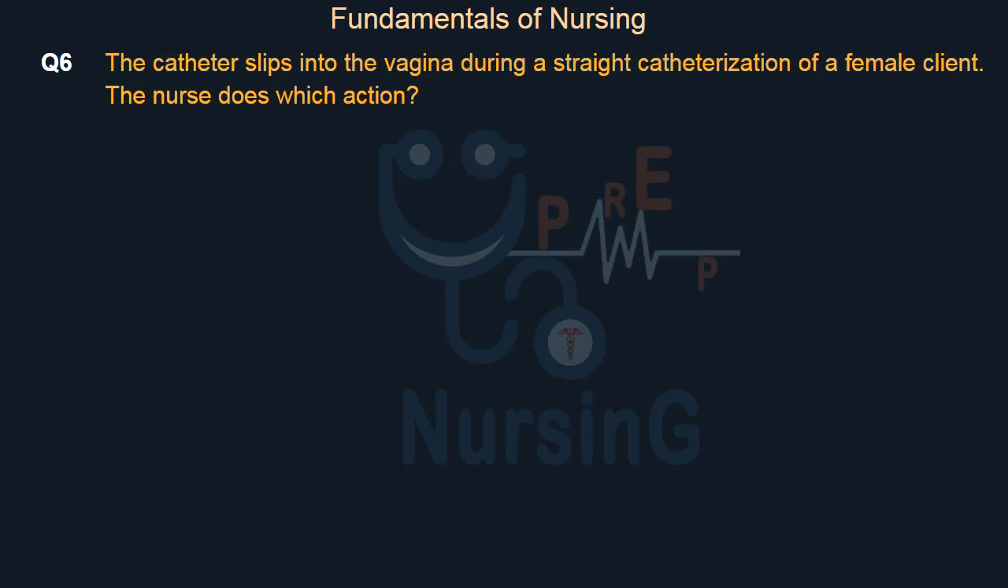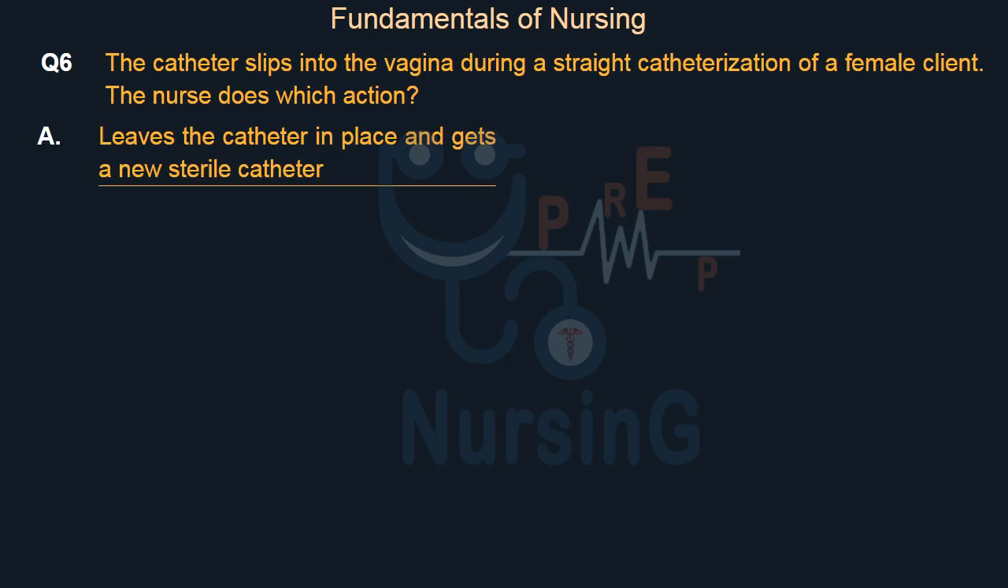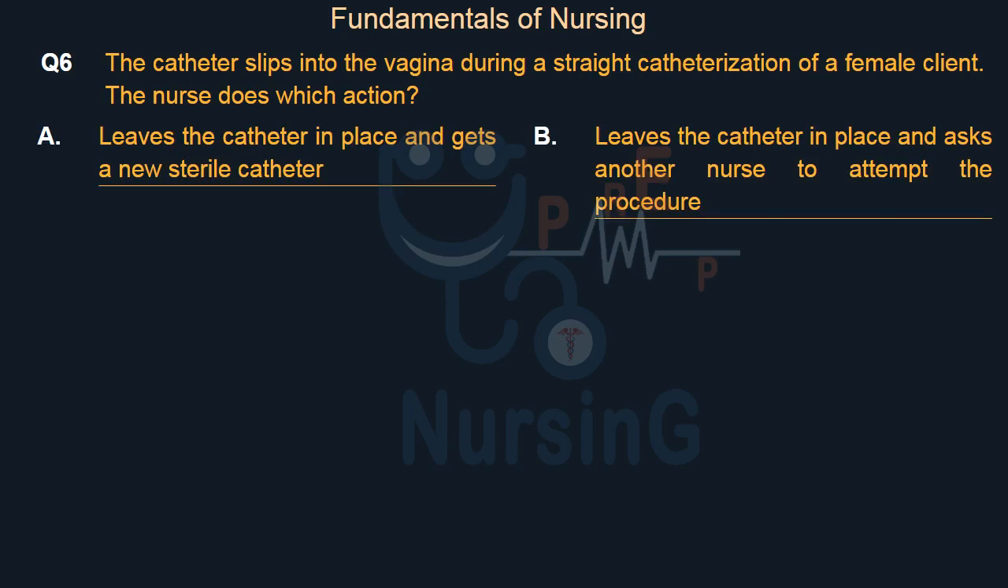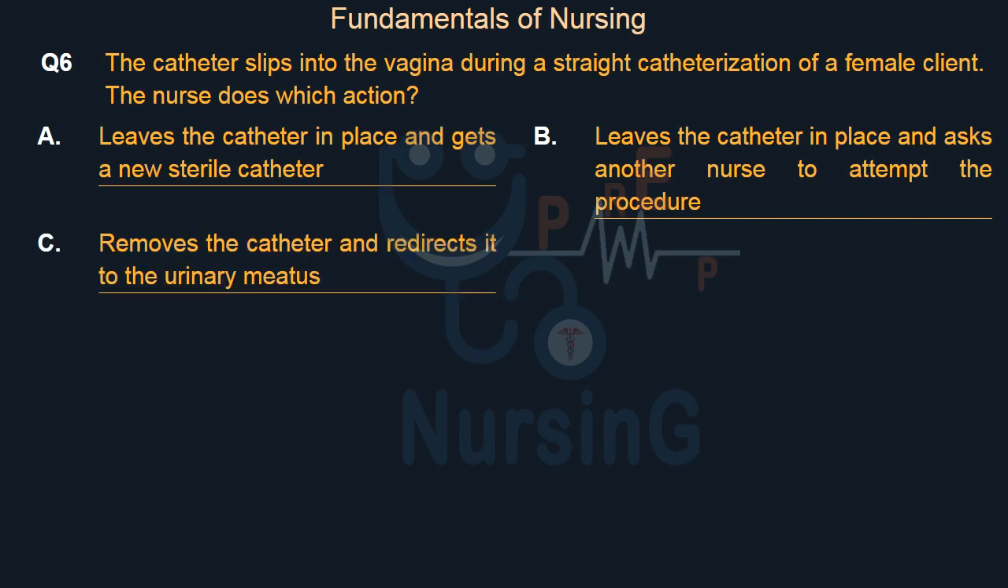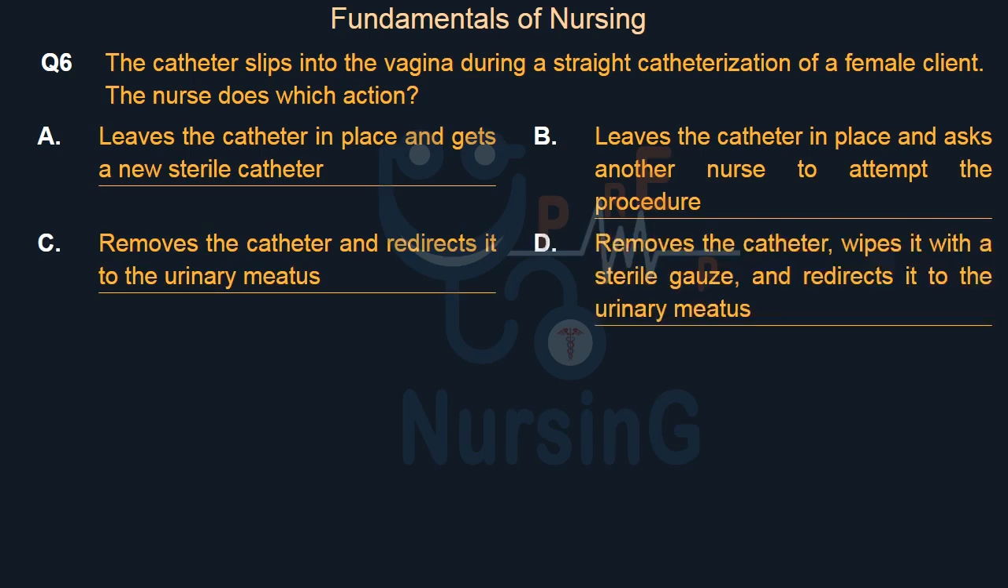The nurse does which action? Option A. Leaves the catheter in place and gets a new sterile catheter. Option B. Leaves the catheter in place and asks another nurse to attempt the procedure. Option C. Removes the catheter and redirects it to the urinary meatus. Option D. Removes the catheter, wipes it with a sterile gauze, and redirects it to the urinary meatus.